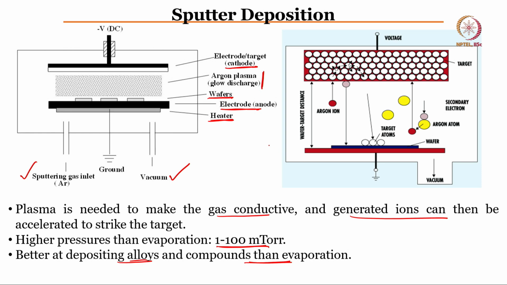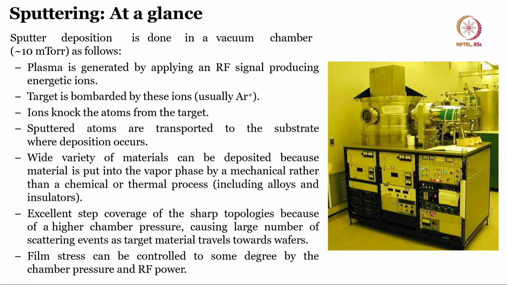This is a better image in which you can actually see how argon ions are hitting the target material, and how the atoms are dislodged and start depositing onto the substrate or wafer. Other things remain as they are, like there is a vacuum, so high pressure, low pressure, and then we have to go for Pirani gauge, Penning gauge, there is a substrate heater, there is a rotation of the substrate, everything is as it is. This is how the sputtering system looks.